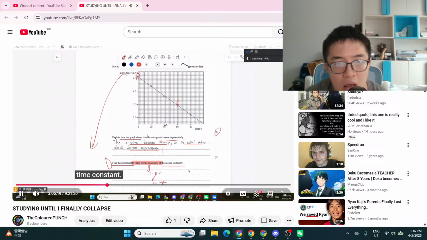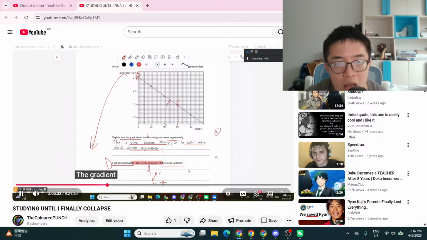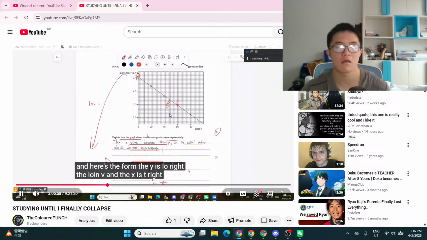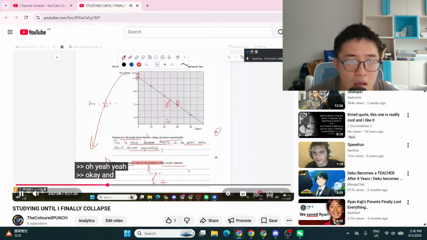Don't forget the equation that yesterday we have done, the formula. The gradient represents what? You need to write the equation form. And here's the form. The y is ln V, and the x is t, right? And the gradient is -1 over RC, plus the ln V0.